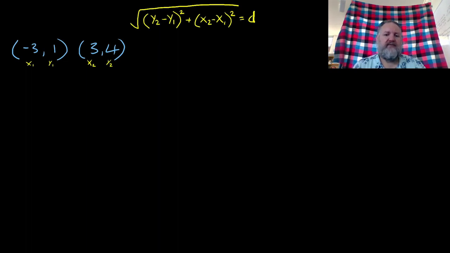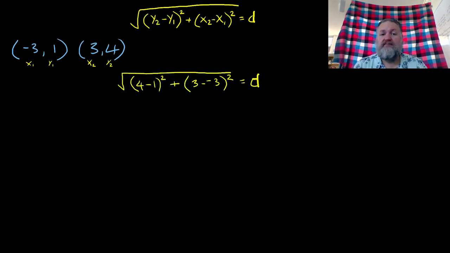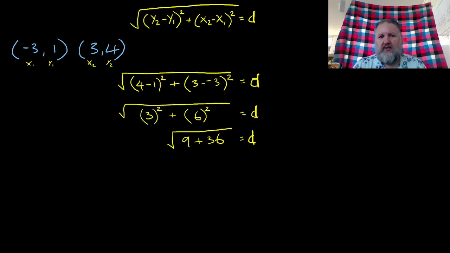I'm going to quickly write down the numbers. I'm just going to substitute. There it is. I've substituted in the numbers that I wanted: my x2 take my x1, my y2 take my y1, and I can then work these things out. 4 minus 1 is 3, 3 minus negative 3 is 6, so that's what the next bit looks like. I can then work out those bits, square them, and add them together.